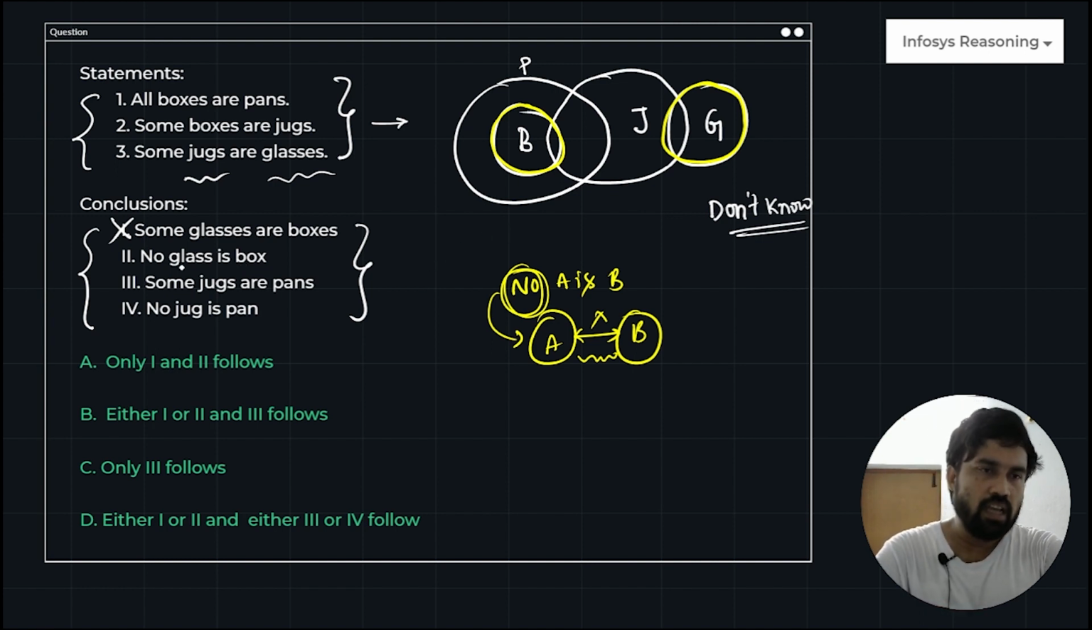Okay, next, glass and box. Box is there, glass is there. So we don't know the relationship. So the answer is wrong. Next, some juices are pans.